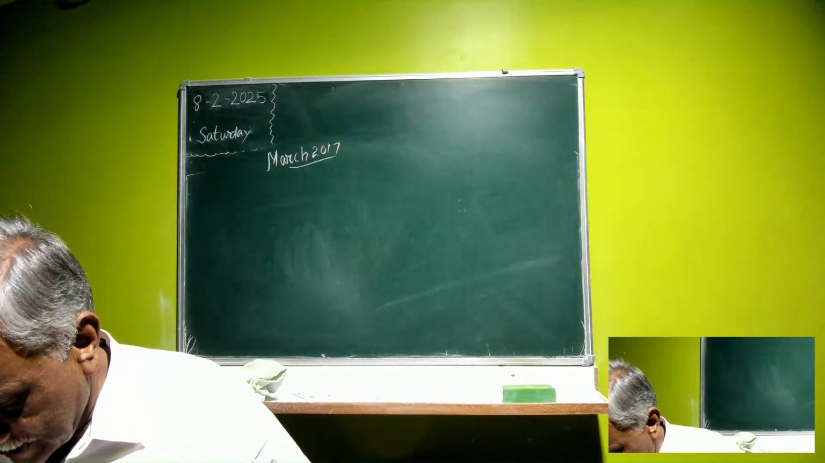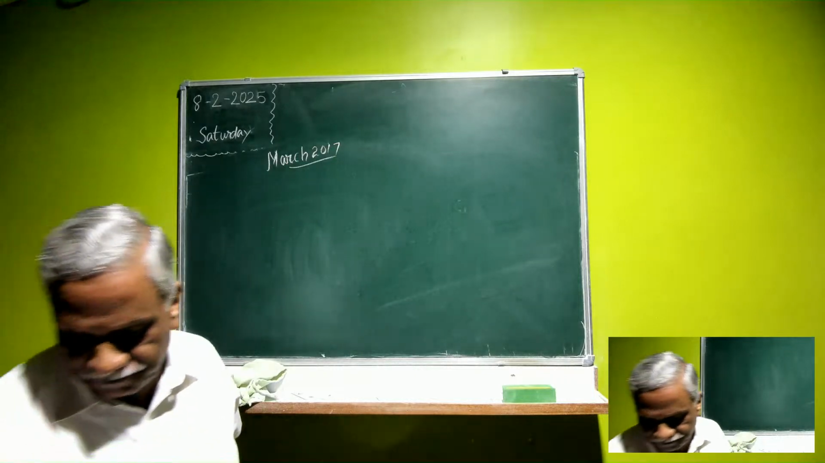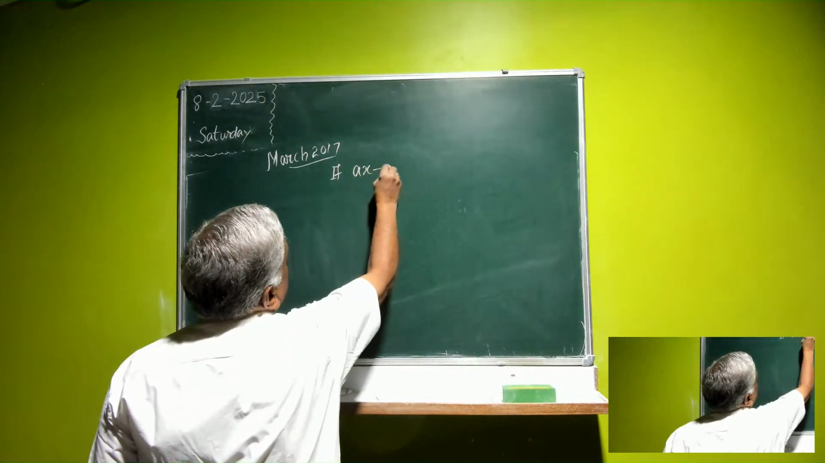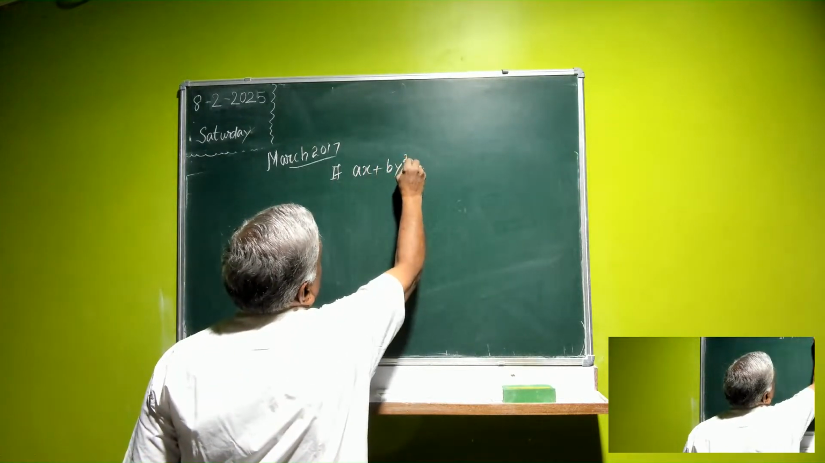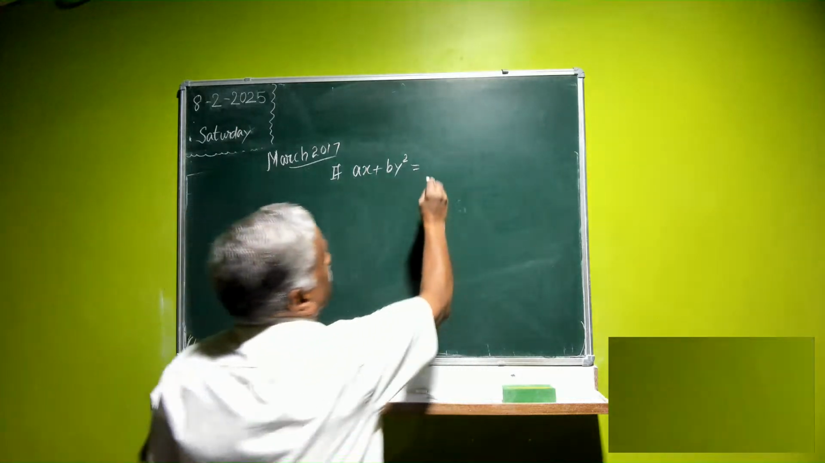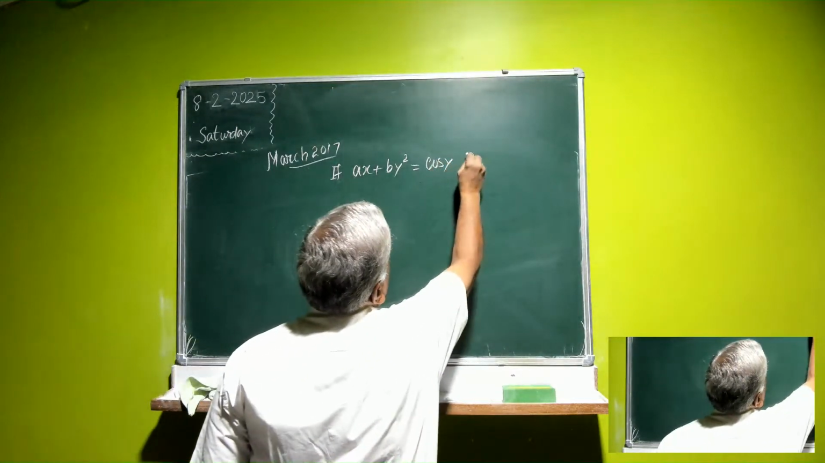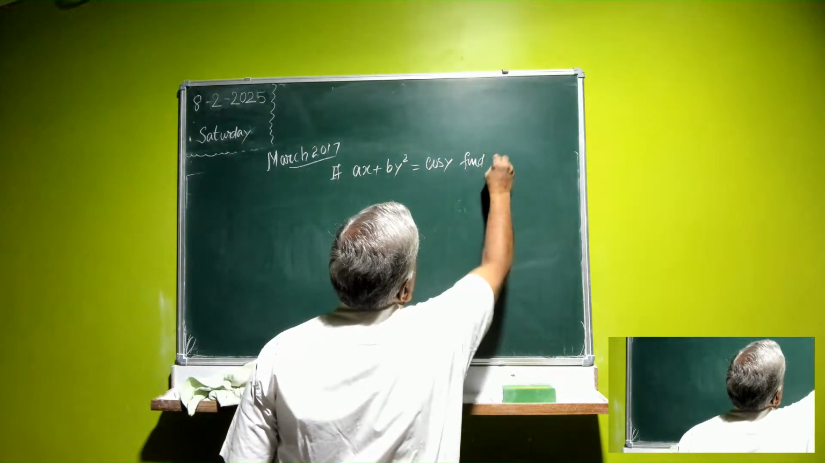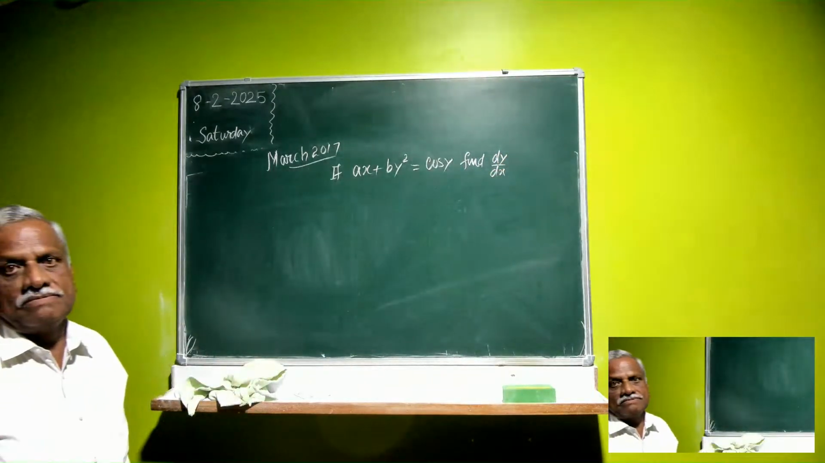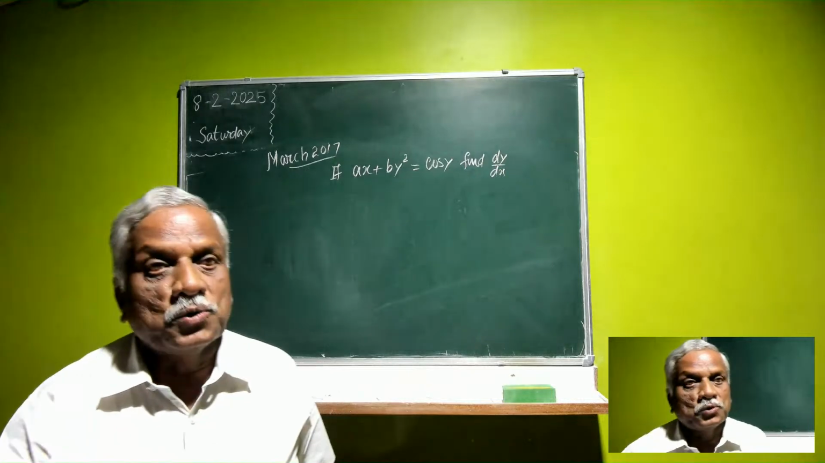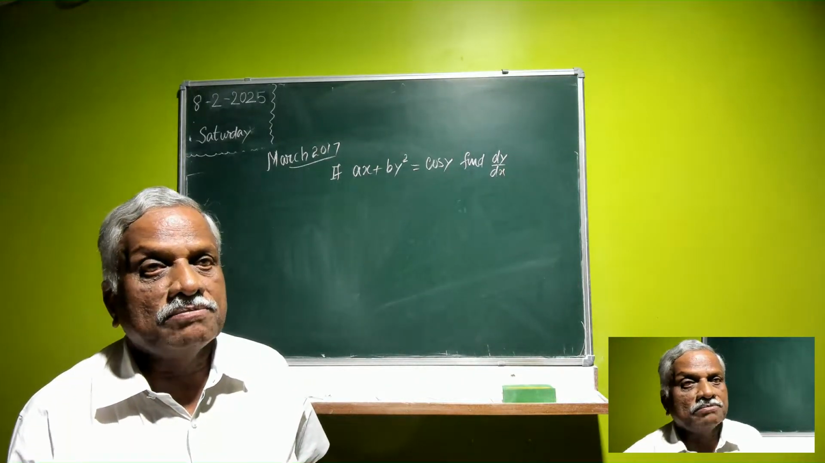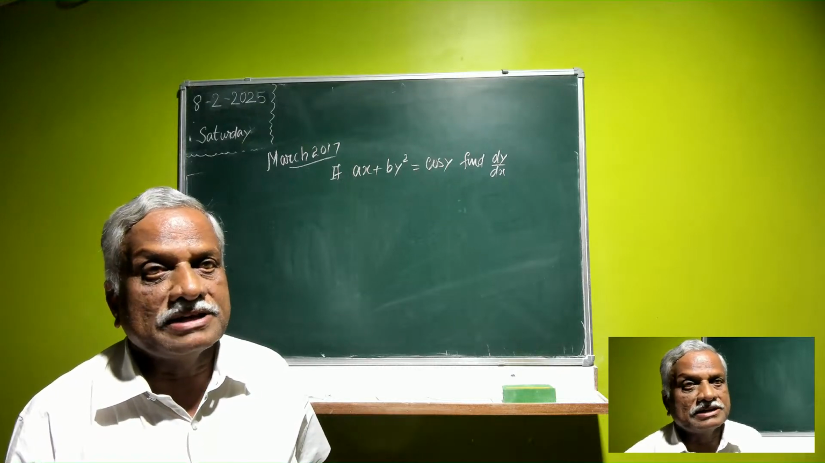The problem is, if (ax plus by) square is equal to cos y, find dy by dx. See, I have given this in the notes and also explained. The moment you see more than one y term or power of y, it's an implicit function.